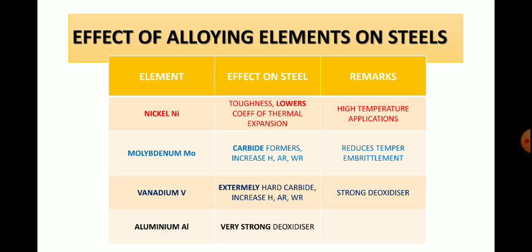One important point about alloying elements: when an element is added intentionally, we call it an alloying element. But when it is not intentionally added, we call it an impurity. This difference between alloying elements and impurities is to be remembered.